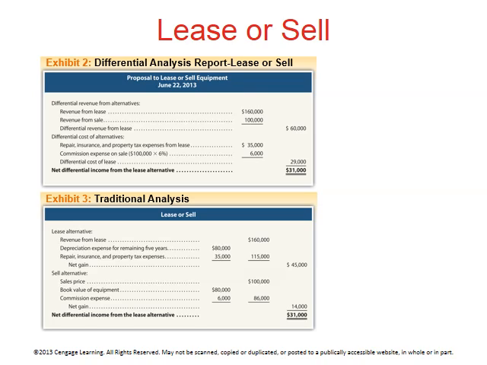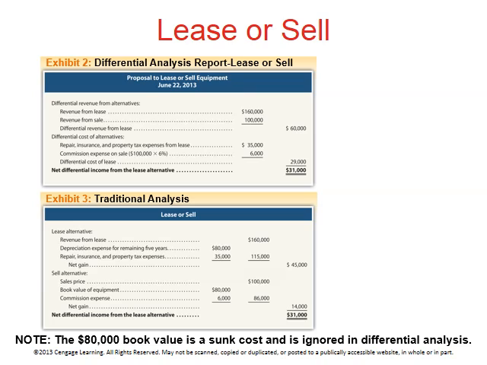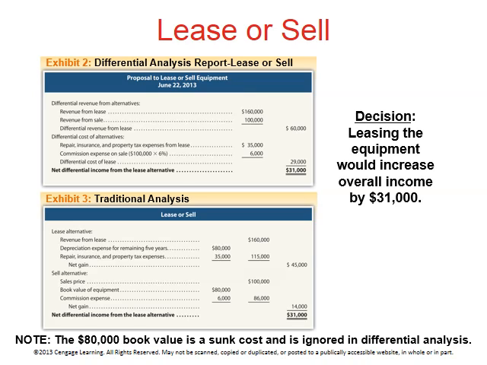And if we look at a traditional analysis where we just line them up against each other, it comes out to be the same thing. And remember, the $80,000 book value is a sunk cost because it already happened. So it's ignored in the differential analysis. And then our decision that we make based on our differential analysis, leasing the equipment would increase overall income by $31,000. So based on what we have here, leasing is the better way to go.